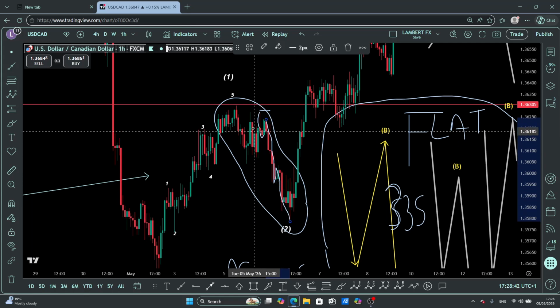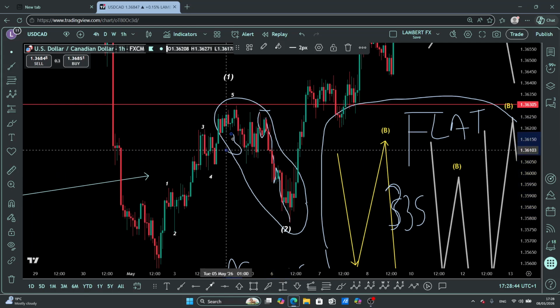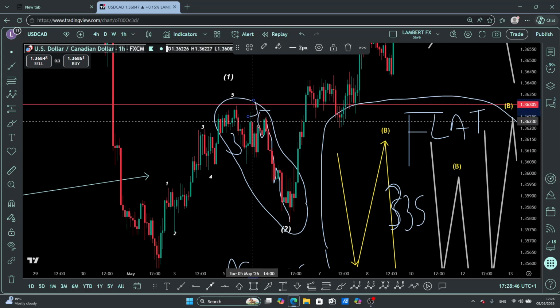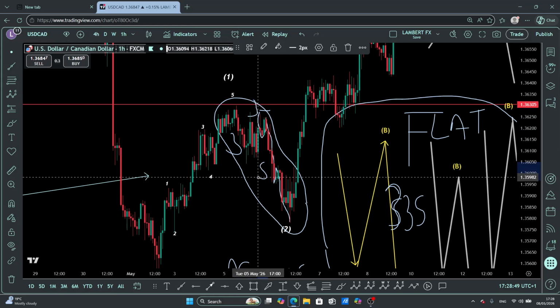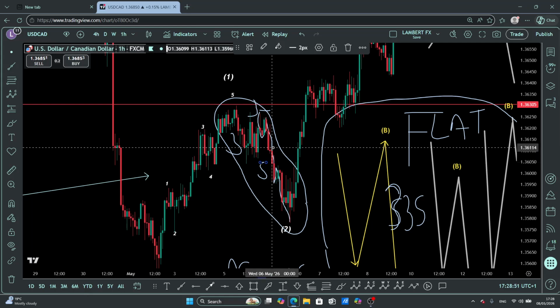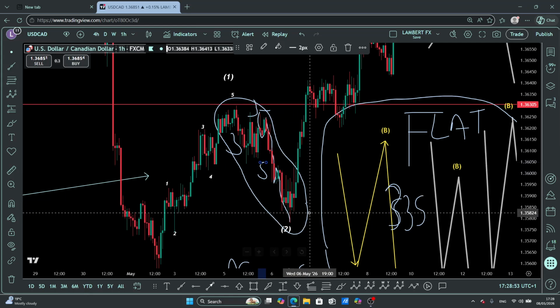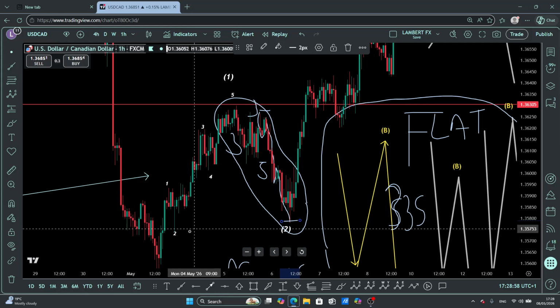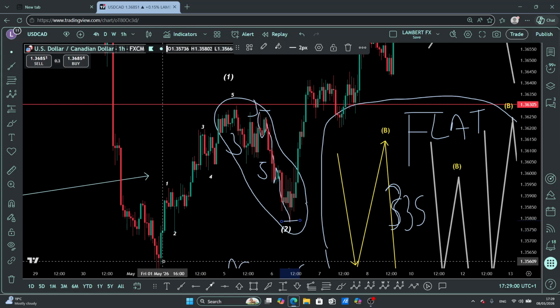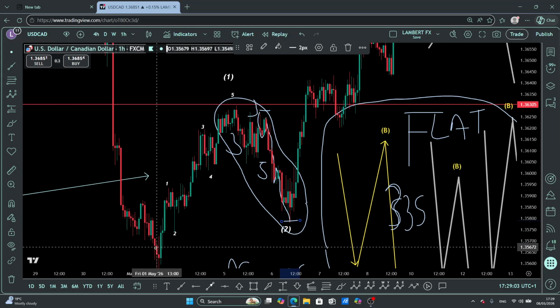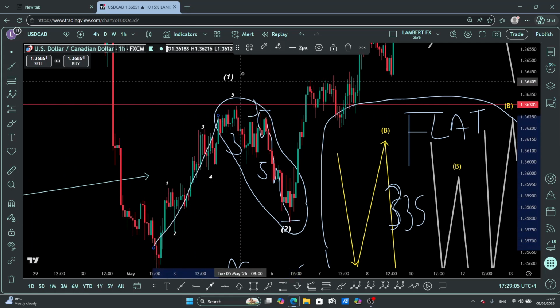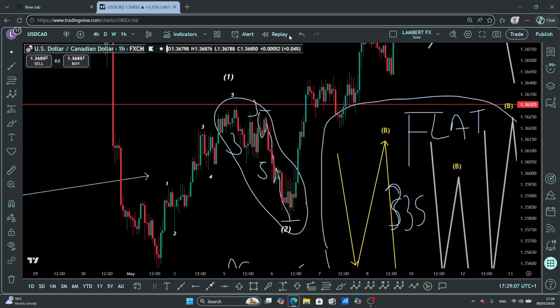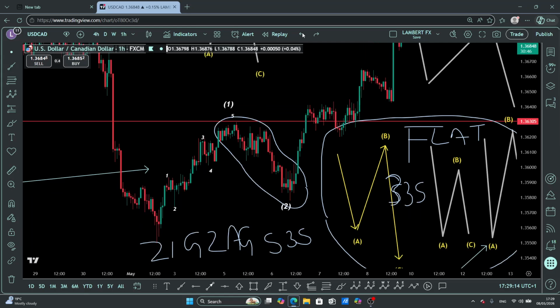Okay, so this is a 3, and then a 5 flat correction. Once you've seen this, the correction is complete, and we do not go below the origin of this one here, then you're confident that all this has completed. And then you can take your trades based on what I showed you yesterday.